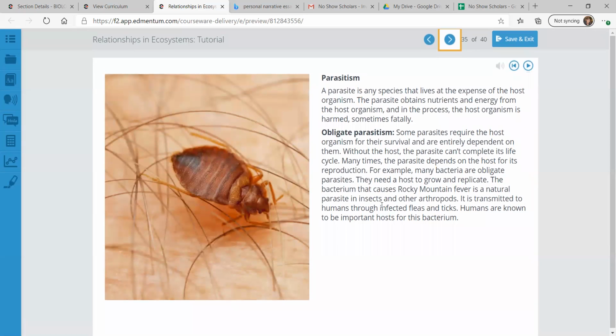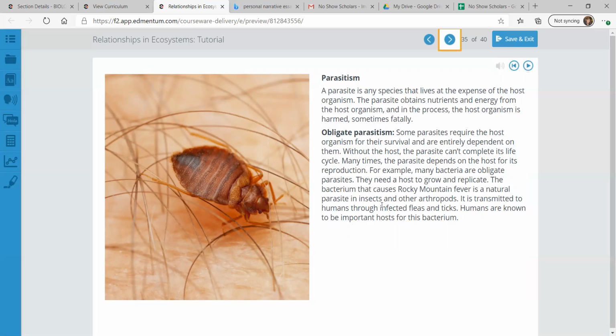The worst, unfortunately, is parasitism. A parasite is any species that lives at the expense of the host organism. It's kind of like the saddest relationship. The parasite obtains nutrients and energy from the host organism, and in the process, the host is harmed and sometimes dies.